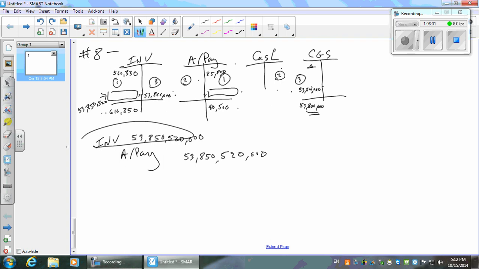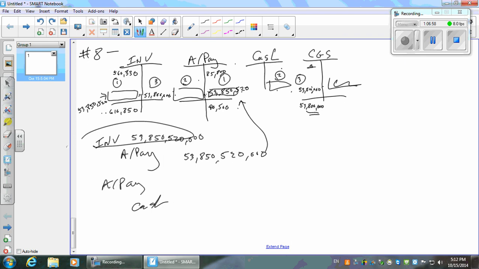Okay, so now what do I have? This accounts payable just went up by how much? 53,850,520. So how much did you debit it for? And by the way, that debit's going to be to accounts payable, and what's the credit going to be, of course? Cash, because you're paying it. So it's how much came out of cash, isn't it? So how much is that, guys?